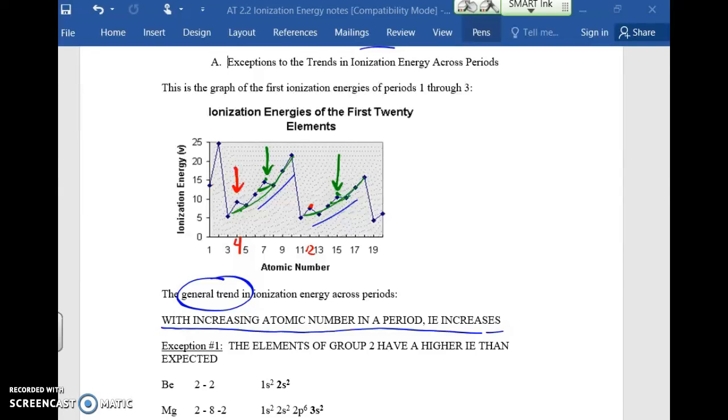What could possibly explain why the elements here and here? By the way, these are both in group 2, and these are in group 15. So there's something about elements in group 2 and group 15 that gives them a higher ionization energy than we would expect them to have. Let's look into why.